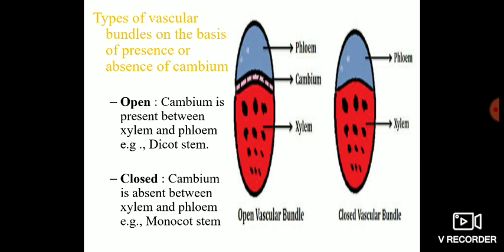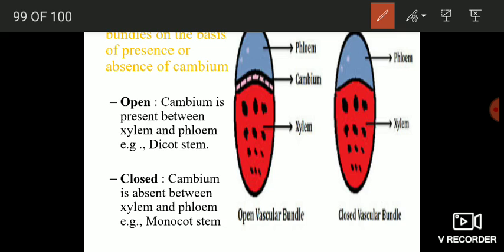Now the types of vascular bundles on the basis of presence or absence of cambium. Depending upon whether there is cambium or not in a vascular bundle, there are two types of vascular bundles. One is known as open vascular bundle. In open vascular bundles, cambium is present between xylem and phloem. Here you can see this is the cambium, a layer of cambium cells. This is present between xylem and phloem. Example is dicot stem.